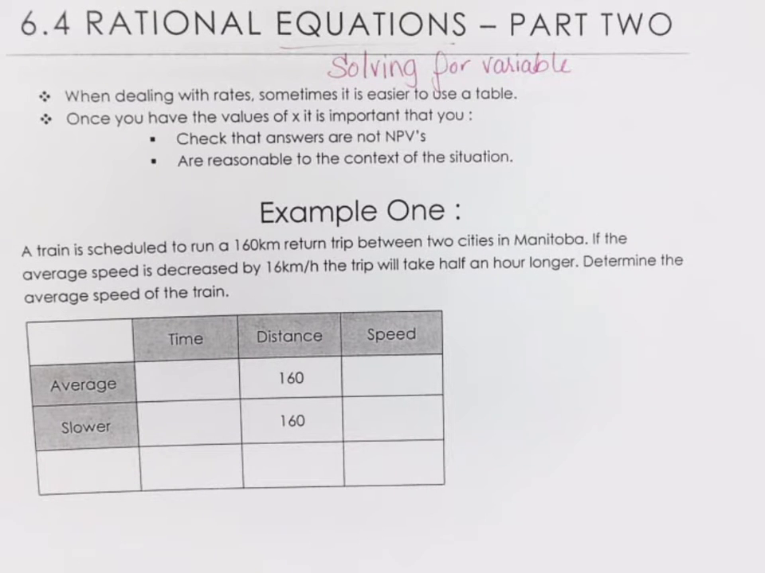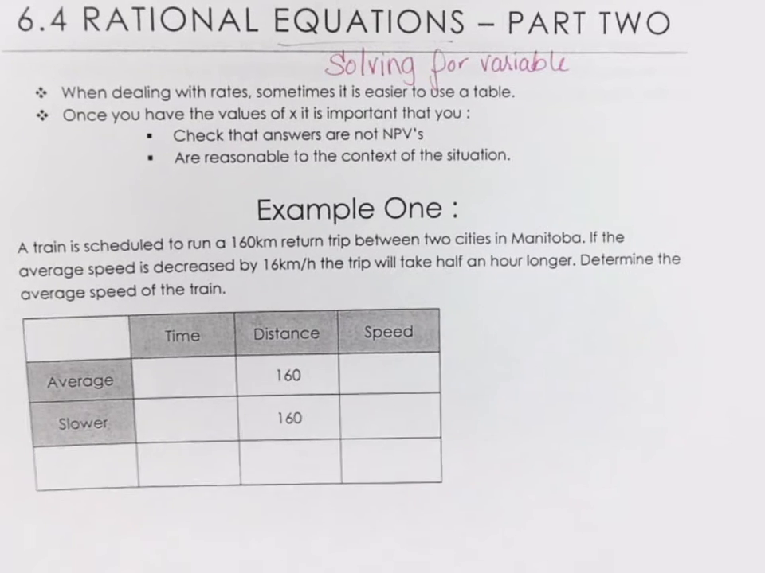Okay. And are your answers reasonable to the context of the situation? We've talked lots about that in chapter 4, like getting a negative distance. So we know that we're going to reject them if they don't make sense to the situation. Doesn't mean that you did your math wrong, just means that these are not working.